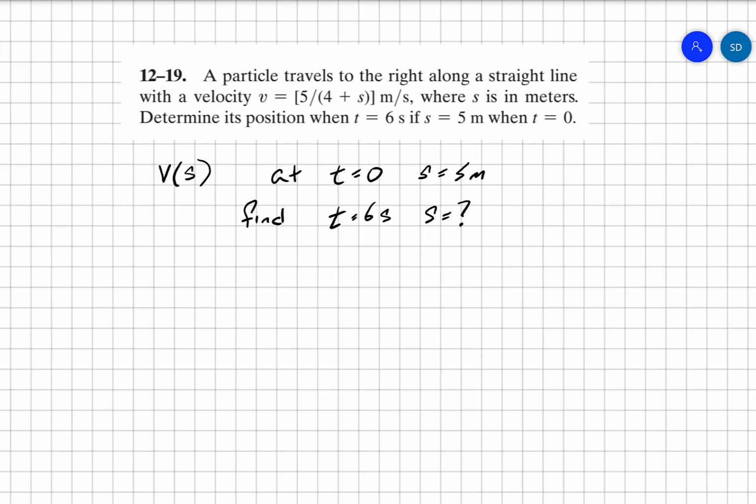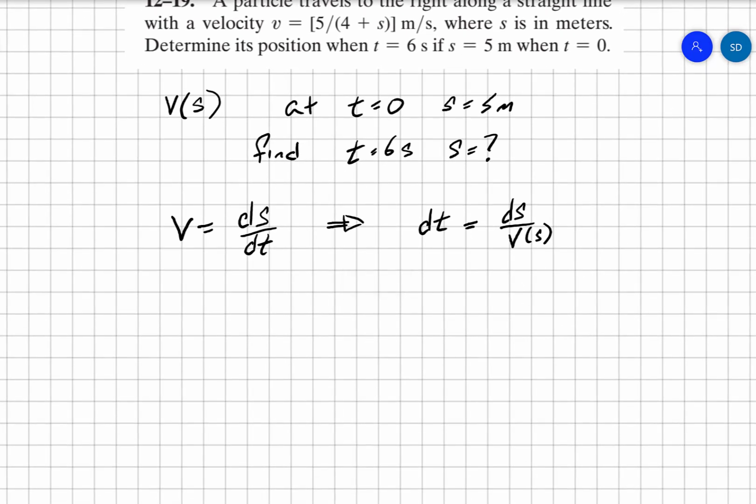So looking at our various configurations of how we can define the velocity, we're looking for a term where the velocity is associated with the position. So we have, by definition, the velocity is the time rate of change of the position, and we can rearrange this such that we have dt equals ds over v, and in this case, v will be a function of s. So when we do that, we can integrate both sides.